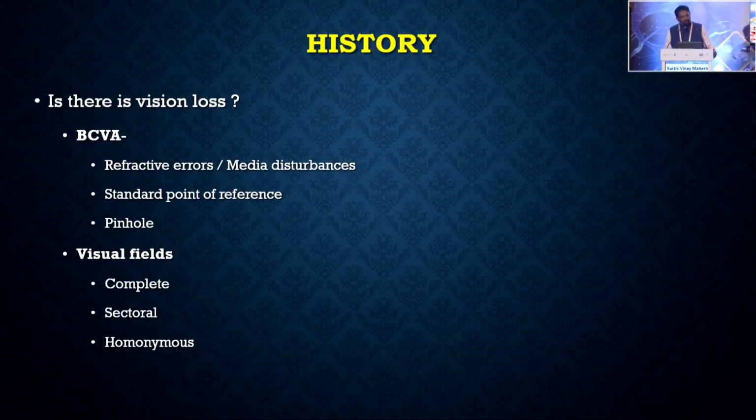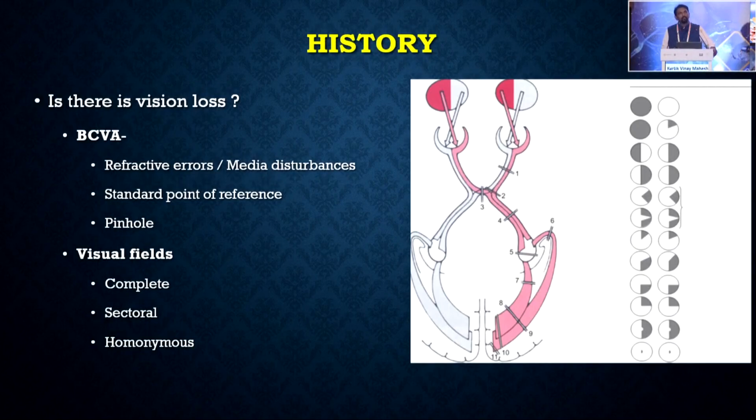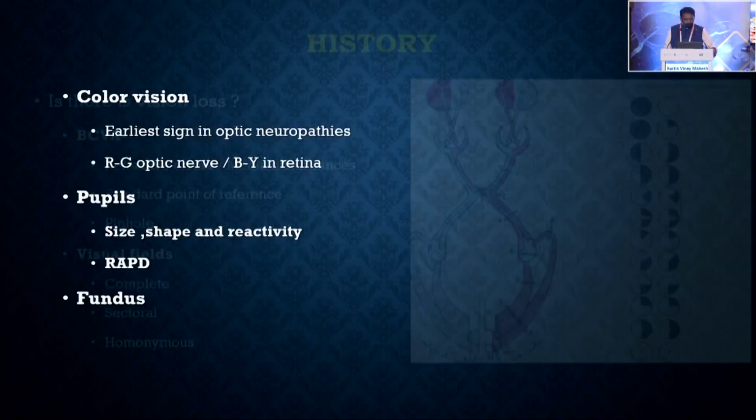The next important thing in your examination is your visual fields. All of you have seen this diagram, which you have been seeing since your MBBS days. Each and every type of visual field defect will help you localize where the vision loss is. It can be complete, it can be sectoral, it can be homonymous visual field loss.